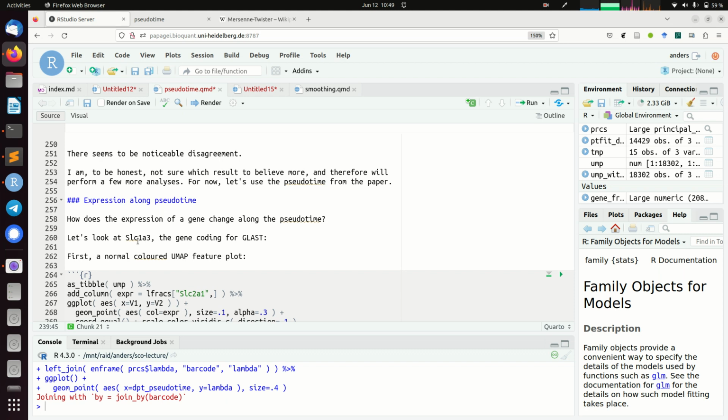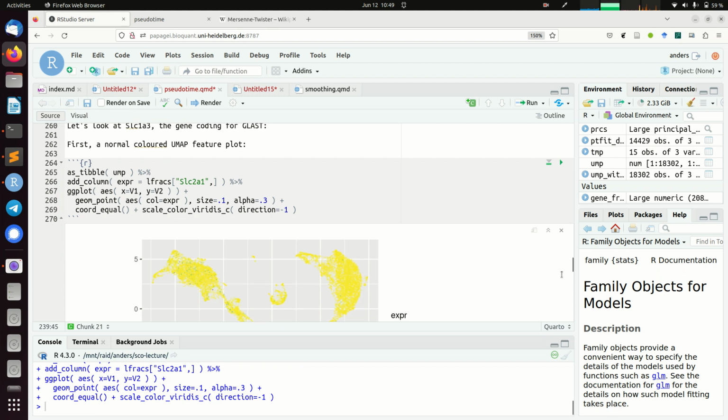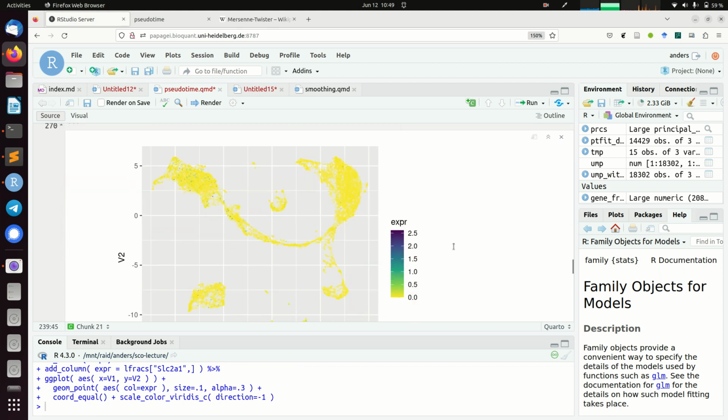And I want to look at one gene which is very important, solute carrier 1 alpha 3, which is the gene coding for GLAST. And this gene is the one whose protein we used as a marker to find our astrocytes and stem cells and early progeny. And here you see how it's expressed. And I hope you can see this a bit.